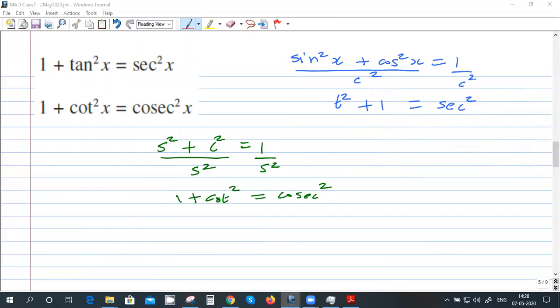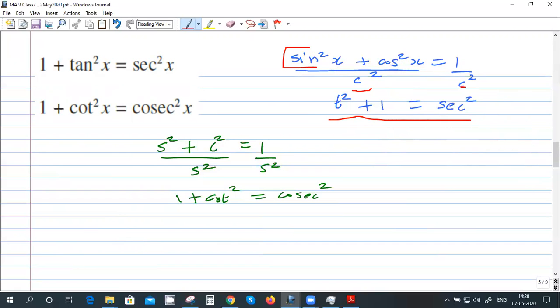This is obvious, right? I have already written here: sine square plus cos square equal to 1. I divide both the sides by cos square. Start with sine square plus cos square equal to 1, and divide both the sides by cos square. I'll get this one: tan square plus 1 equal to secant square.